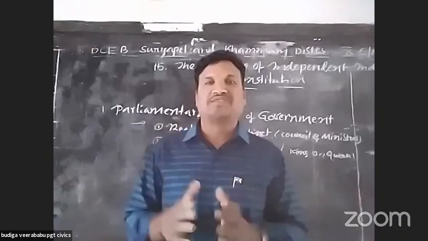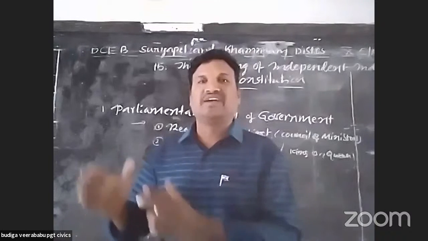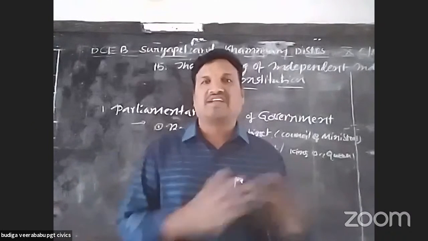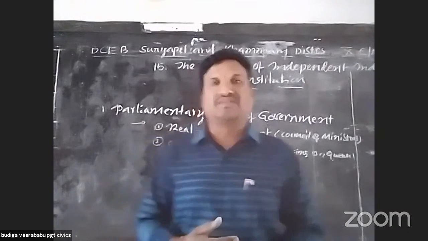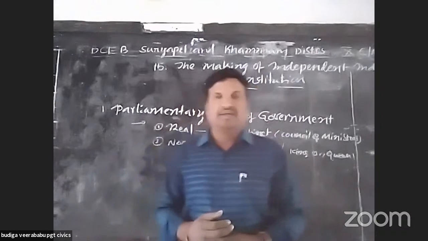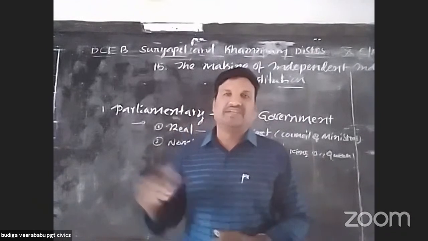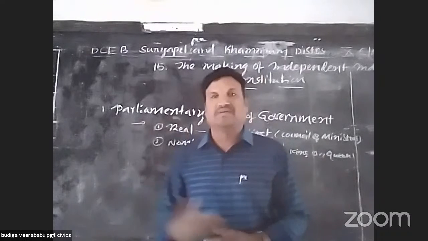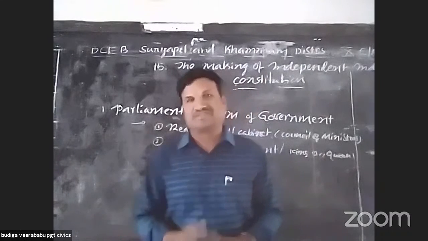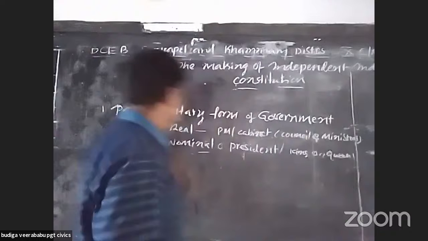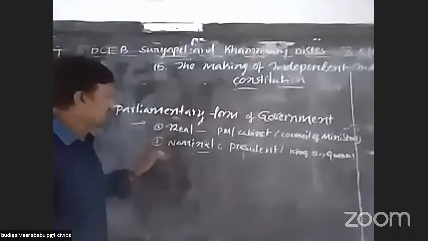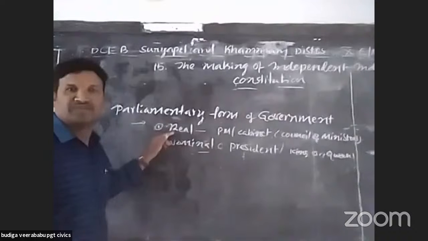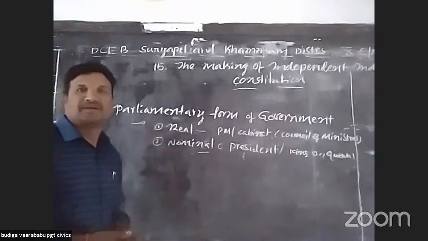So in the British constitution, the nominal head is the king or queen. The prime minister and his cabinet ministers are called the real executives. All powers are vested in the council of ministers. But the Indian constitution mixed the British parliamentary system and the American federal system and the Canadian federal system also. In the real parliamentary form of government system, the nominal executive is one person, the real executive is one person. These two are members of the parliament.